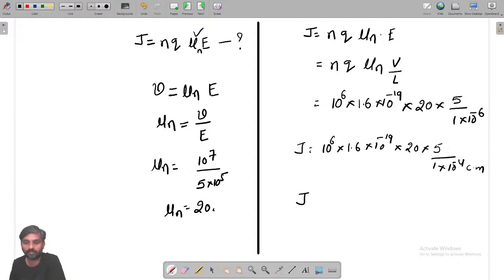So can you tell me what the J value is? This is 10 to the power of 16, right? I think this is 10 to the power 16. I'm sorry.